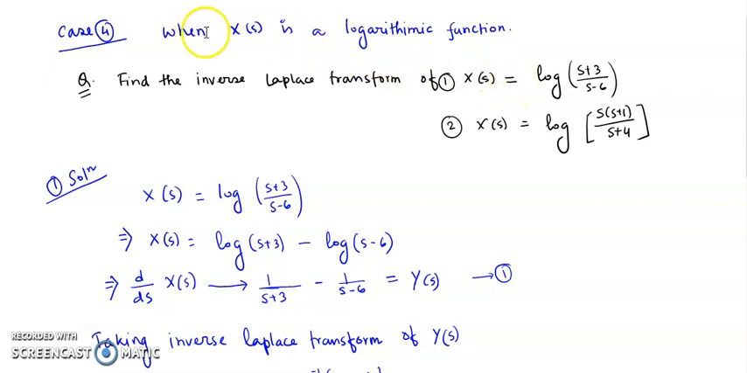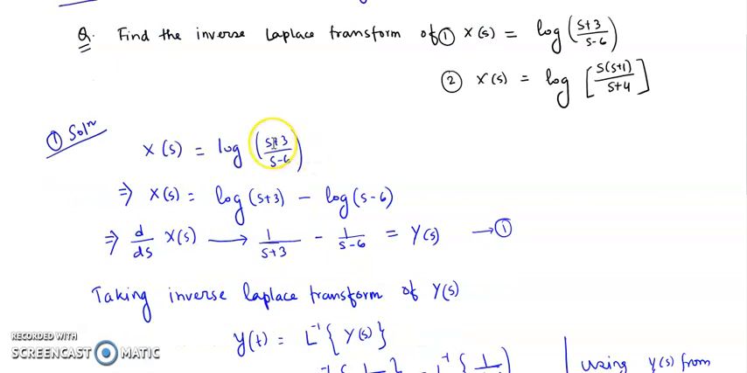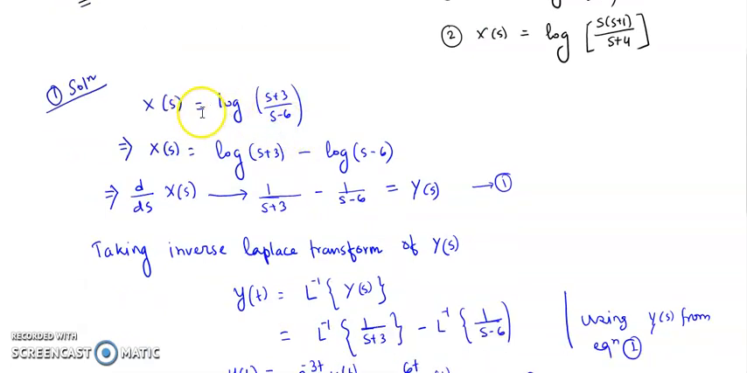So we know that when there is a logarithmic function present in the Laplace transform output, then we have to use the frequency differentiation property of Laplace transform. We'll see how we can exploit this property for finding the inverse Laplace transform here. Suppose we take the first example, X(s) is equal to log of (s plus 3) by (s minus 6). We know the formula log a by b is equal to log a minus log b. Using that formula we can write this as log(s plus 3) minus log(s minus 6).